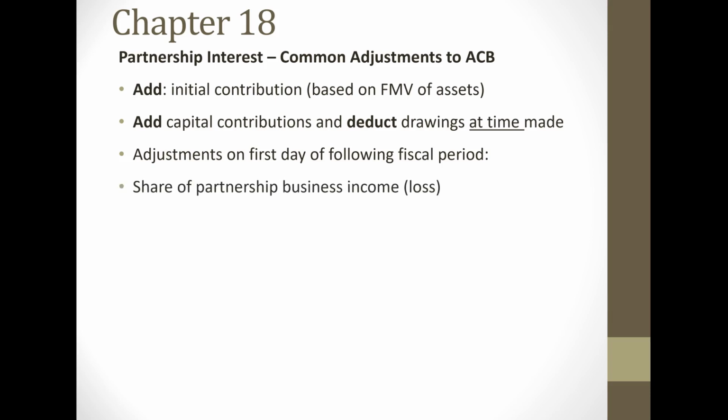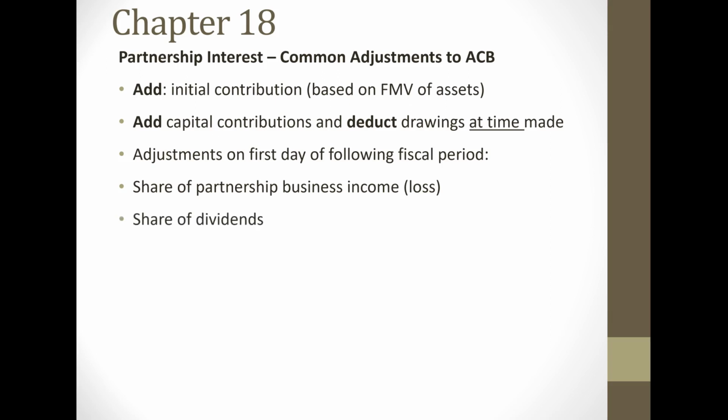So let's talk about the first one. So the share of the partner's business income or loss. So let's say, for example, in 2018, the partnership had business income. Now, the partner's share of that would not be added to their adjusted cost base of the partnership interest until the first day of the following year. So if their share of the partnership's business income was $10,000 for 2018, that amount would not be added until January 1st, 2019 to that partner's adjusted cost base of the partnership interest.